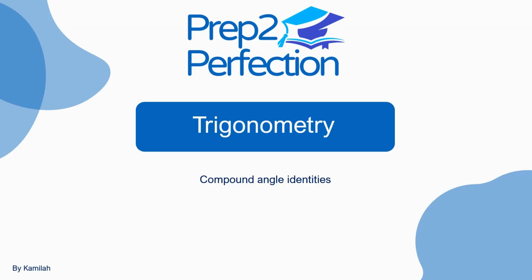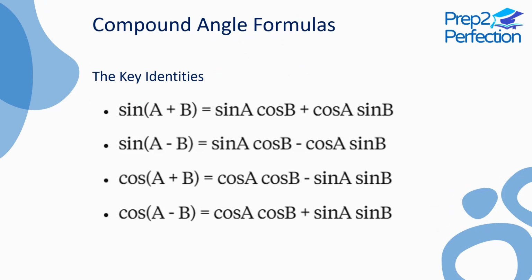As part of trigonometry, we'll be looking at compound angle identities. A compound angle is an angle formed by adding or subtracting two angles. Remember, a capital letter represents an angle while a small letter represents a side. So here are our key identities. We'll take a deeper look into them, however, just an overview.